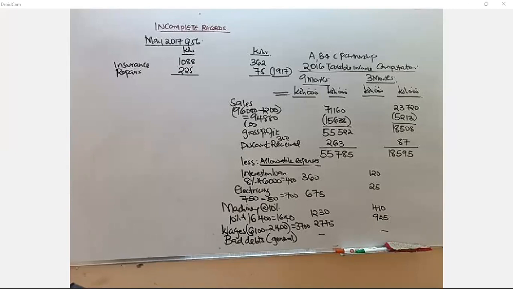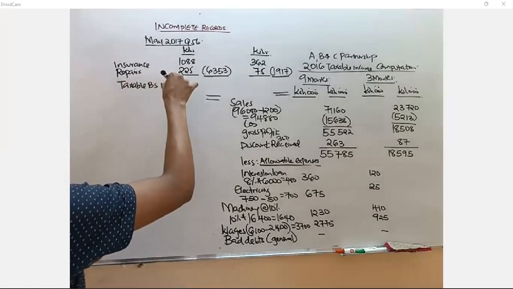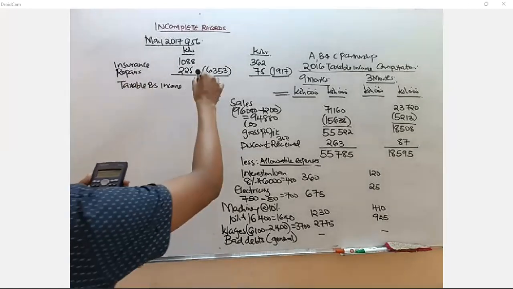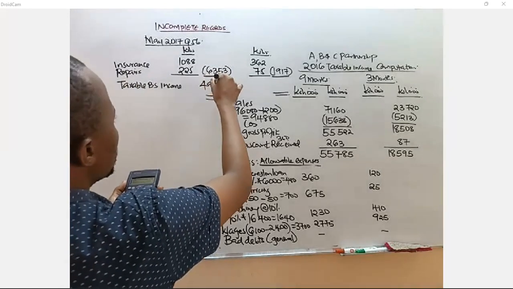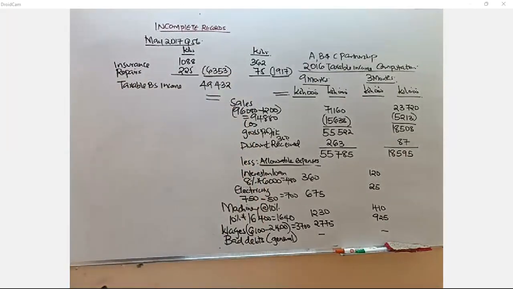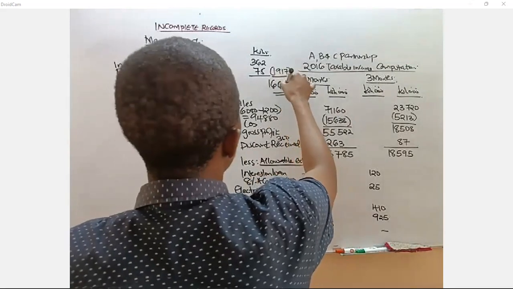At the end of the day, our taxable business income, right? The total taxable income will be how much? So in this case, I'd say 55,785 minus my answer. Here we are getting 49,432, you can confirm the answers. The other one is 18,595 minus 1917. We have 16,678.